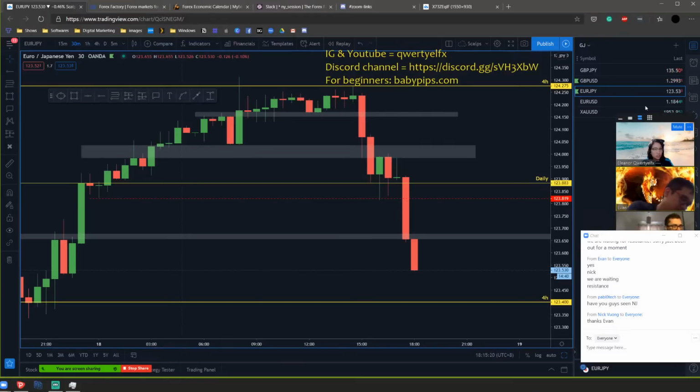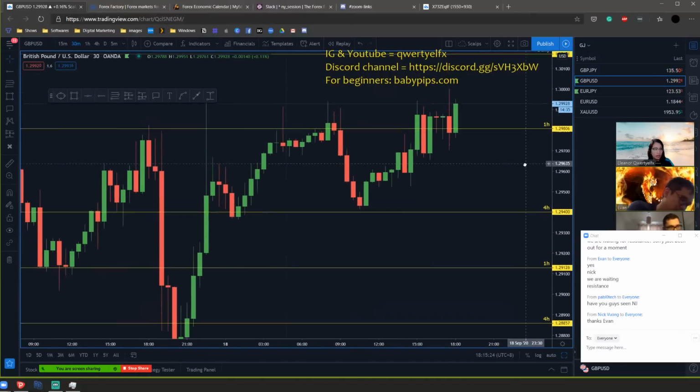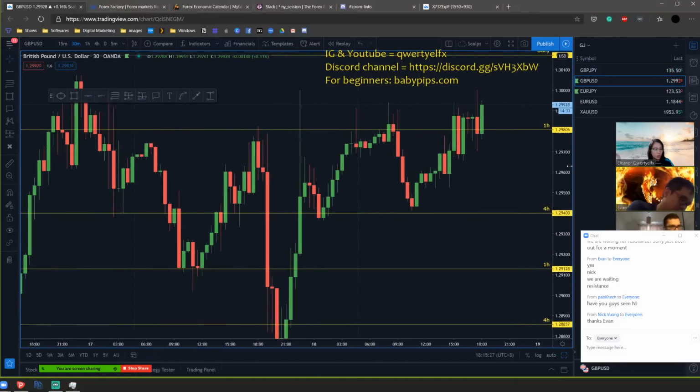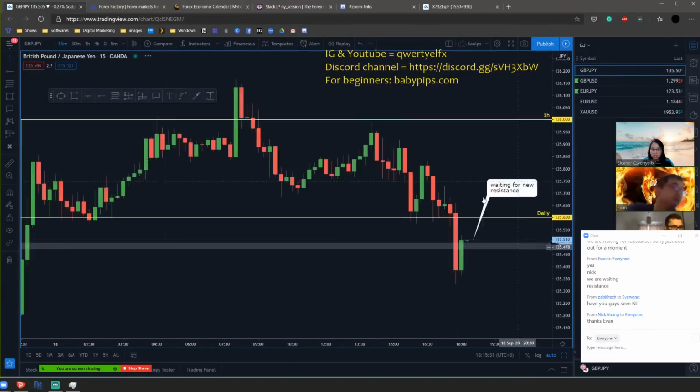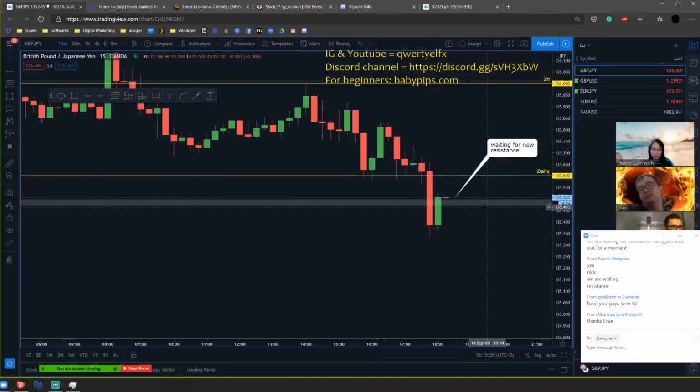Are you off GU? Yeah, I haven't taken any entries. I am waiting. So now the 15 just closed. Let's have a look at GJ. Okay, they close right to the zone.